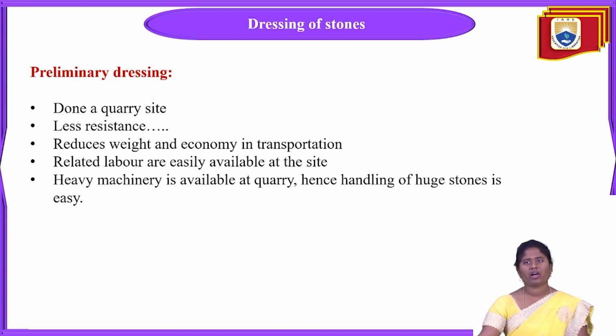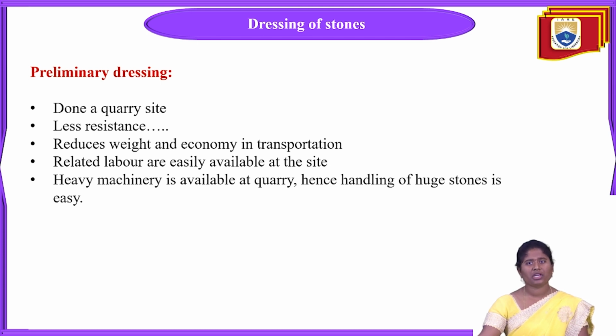And next one is labor are easily available at the site. If labor are easily available, we can give the stones a specific shape, size, and also texture. If labor is available, it will be done manually. Mechanically we can use the machines also. If we are doing it manually, these laborers are very important to do this stonesmith work. Okay, and these laborers should be available at the site to do this dressing of stones.